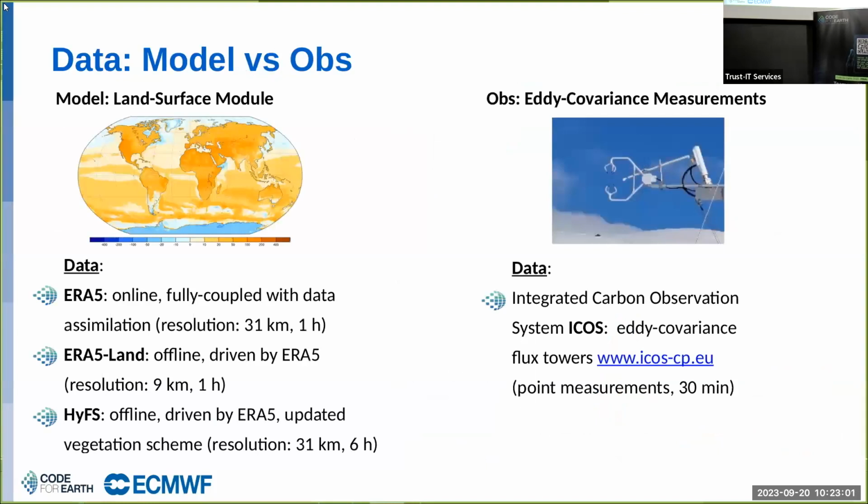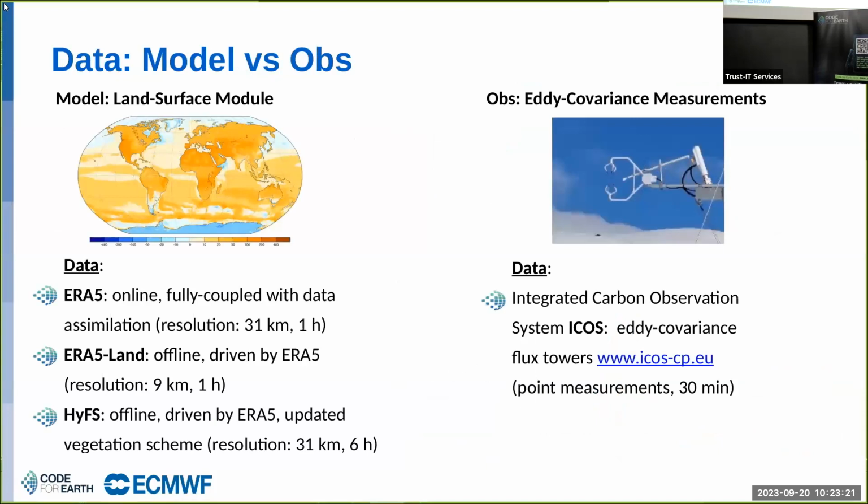So first of all, ERA5, which is one online, fully coupled with data assimilation and has a resolution of about 31 kilometers and 1 hour. And then ERA5 land, which is one offline driven by ERA5 with a higher resolution, 9 kilometers, and temporally 1 hour as well.